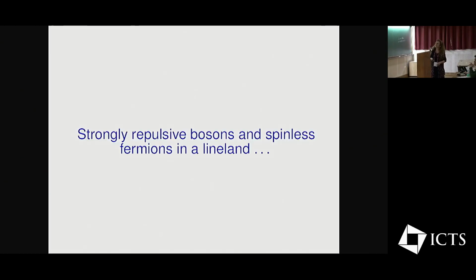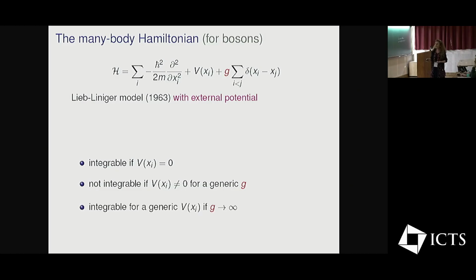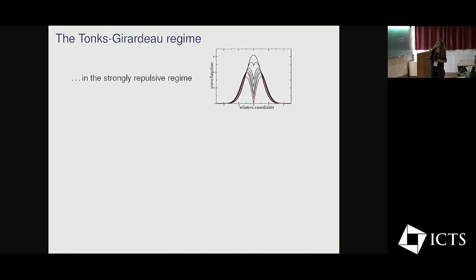So let's start. What happens in a one-dimensional world? Let's start from a single-component boson gas described by this many-body Hamiltonian, in which there is the kinetic term, a contact interaction term, and eventually an external potential. This model without the external potential is the Lieb-Liniger model, which is integrable when the potential is flat, but is not integrable for any type of potential or for a generic interaction strength. But it becomes again integrable in the limit of very strong interactions for any potential. And this is the limit in which I am interested, when the interaction strength is very, very large and repulsive.